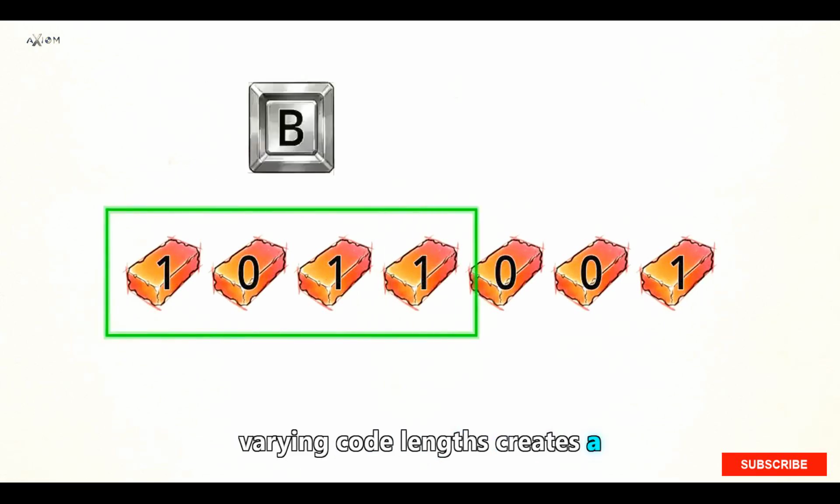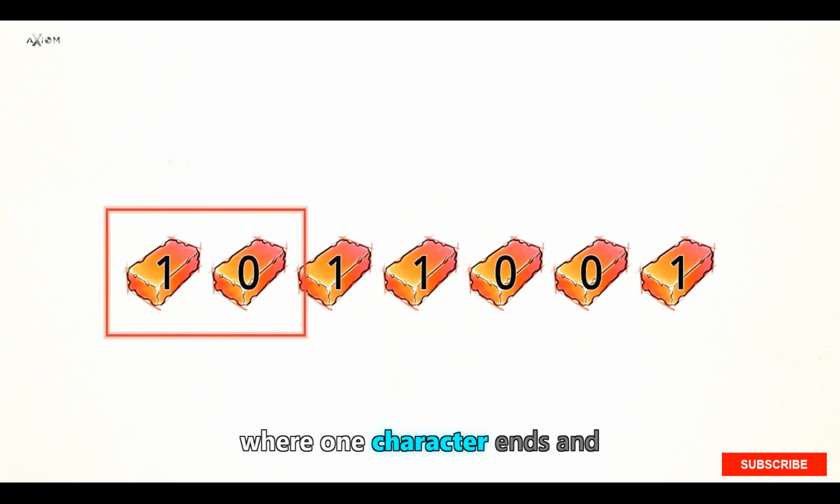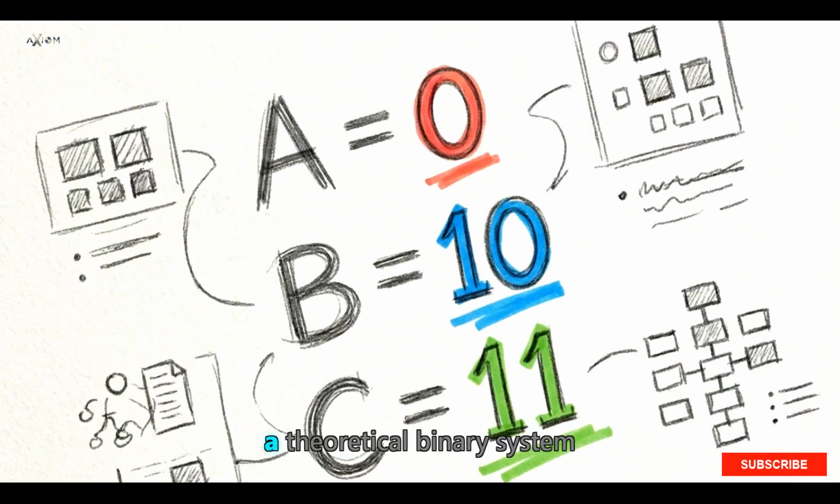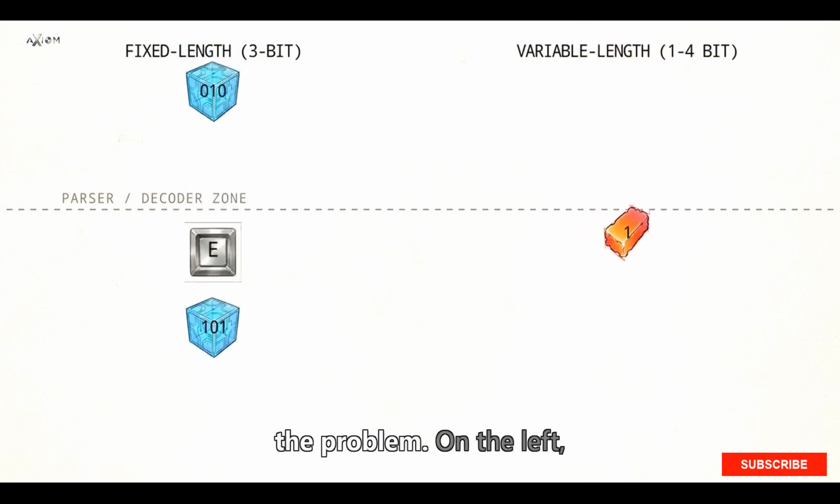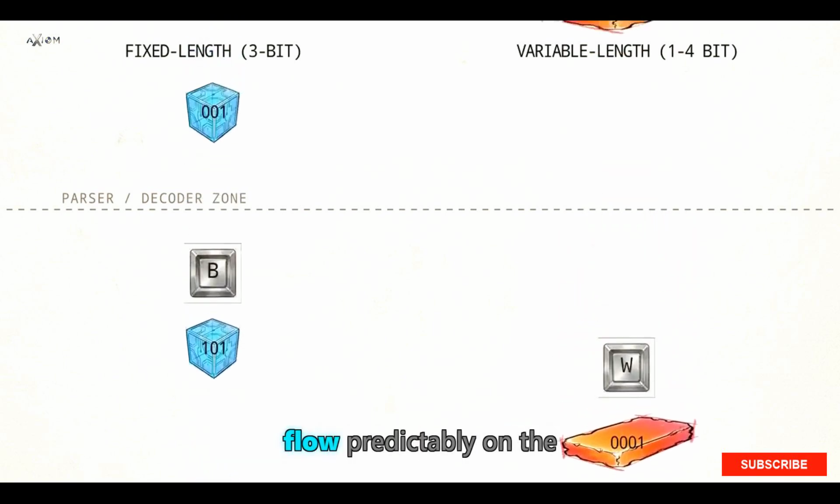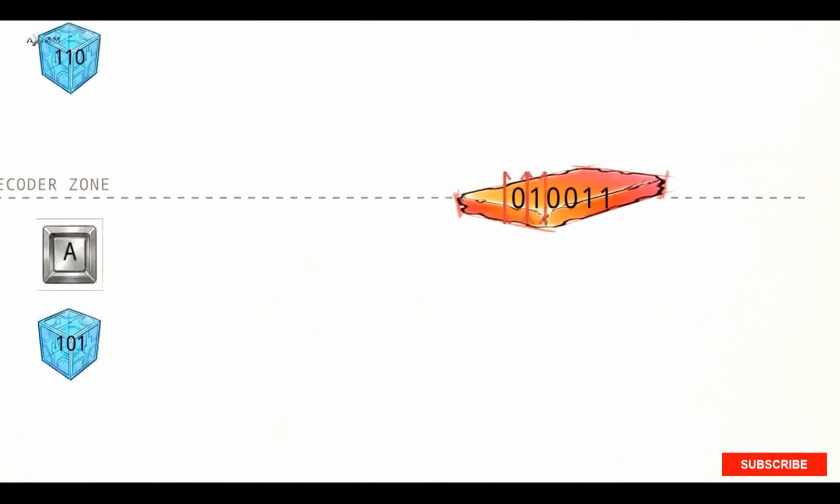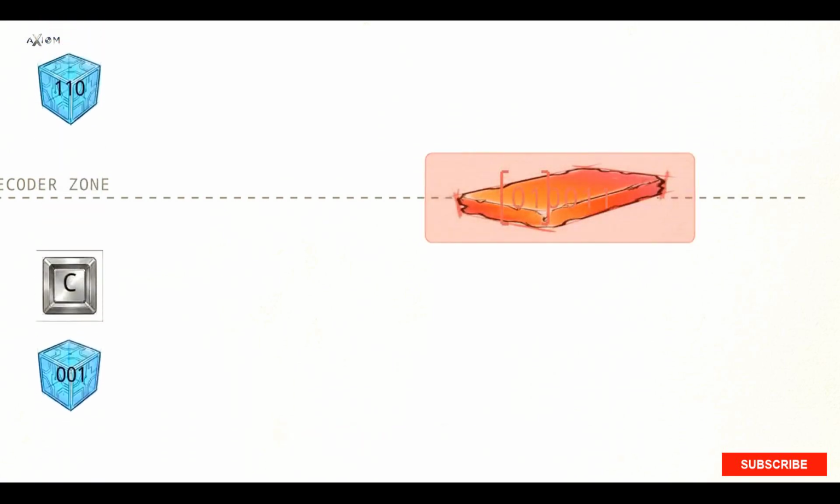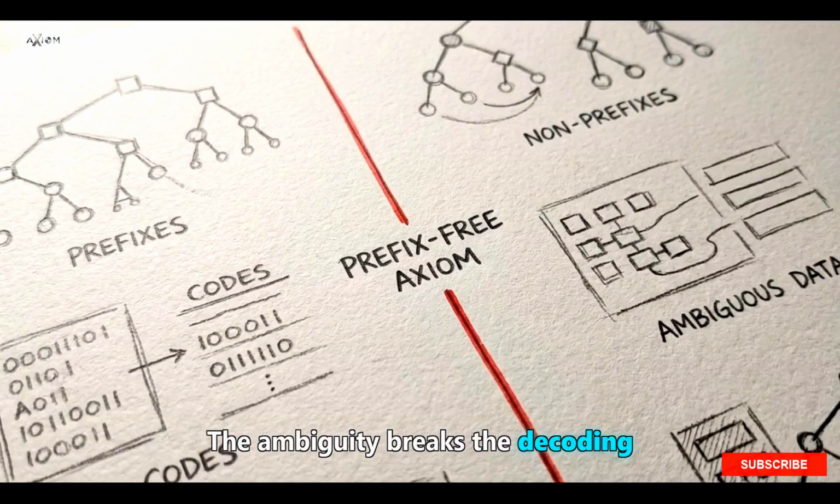But varying code lengths creates a parsing paradox. If codes are different lengths, the computer loses the ability to know exactly where one character ends and the next begins. Imagine a theoretical binary system where frequent characters are assigned short strings of zeros and ones to save space. This animated diagram illustrates the problem. On the left, uniform 3-bit ASCII blocks flow predictably. On the right, an irregular stream of 1 to 4-bit variable length blocks staggers through the parser. Look at a sequence like 010111. The parser fails to decode it. The system stalls because it cannot deduce if a 1 is a single character, or if the 0 and the 1 represent two separate characters. The ambiguity breaks the decoding process.